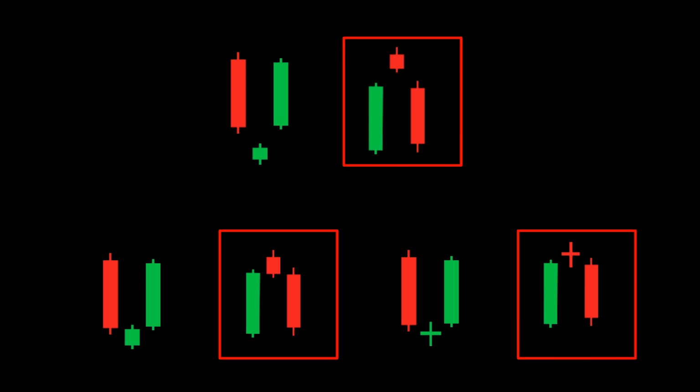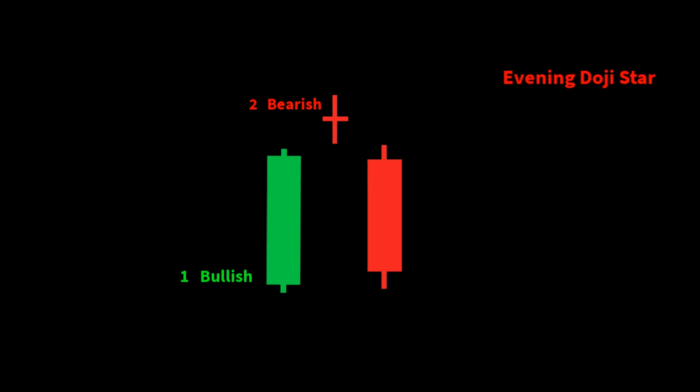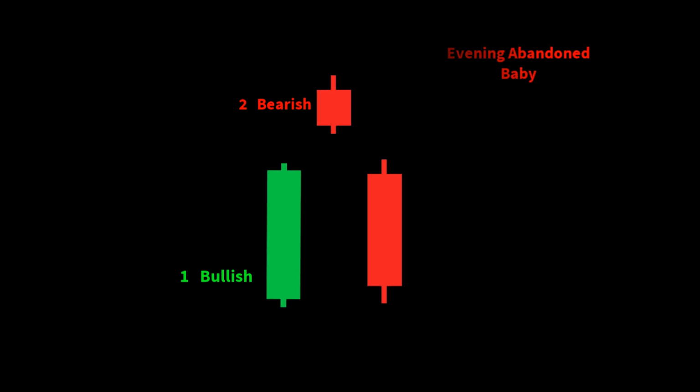Here comes the opposite of the morning star, and that's the evening star, evening doji star, and the evening abandoned baby. These candlestick patterns have a technical bearish implication. The evening variations usually appear at the top of a trend. The first candlestick is a bullish candle. The second candlestick is a small candlestick which can either be a bullish or bearish candle. It can sometimes be a doji star or an abandoned baby.